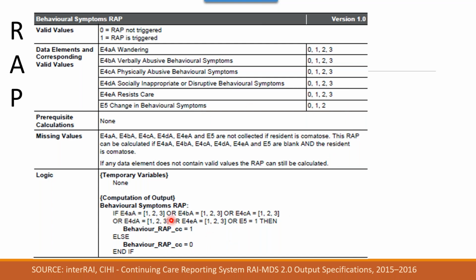And once again, you can see all these ORs. So any one of these factors will cause the RAP to trigger. And again, for the first one on wandering, anything but independent will cause it to trigger. Or verbal abuse. Anything but independent will cause it to trigger, all the way through to E5, where if the person's deteriorated since 90 days ago, that will also cause it to trigger. So any one of these items or all of them will cause a trigger, else it does not trigger.